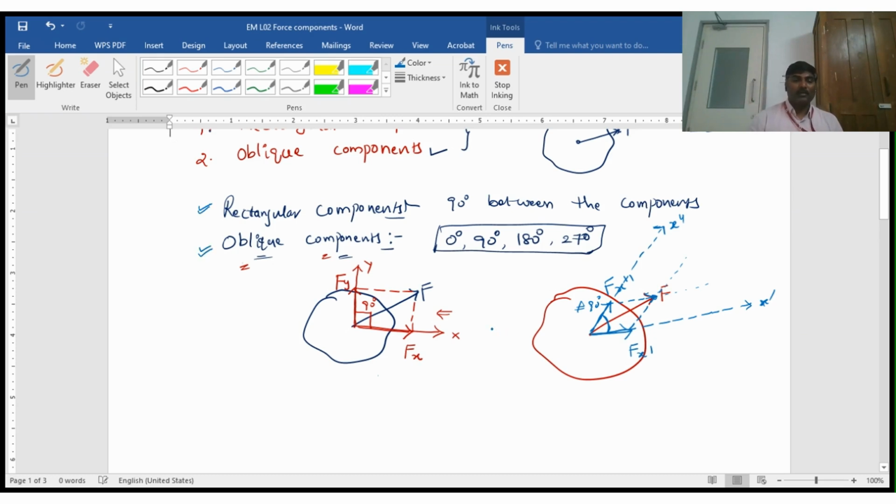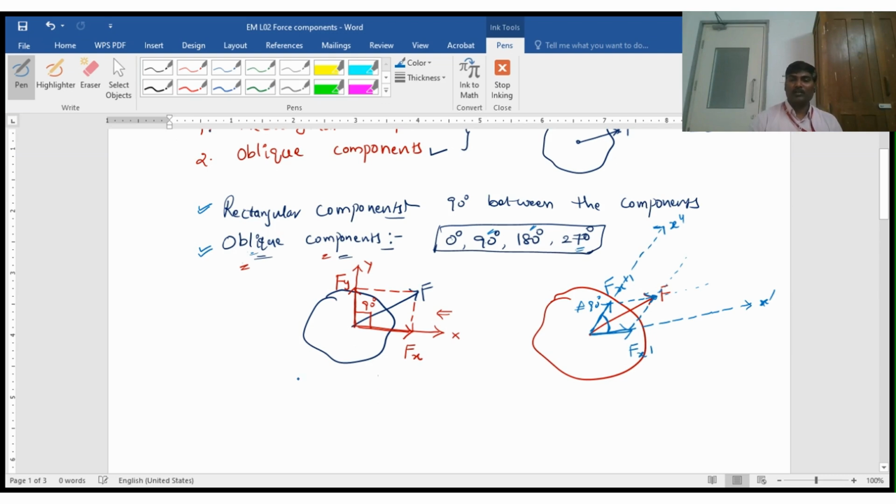What if the angle between the components becomes zero? If it is zero, they become collinear. At 90, they become rectangular components. At 180, again they become collinear, the two components aligned along the same line. At 270, again they become rectangular components. Other than these angles, if you have components of a force, we call them oblique components.